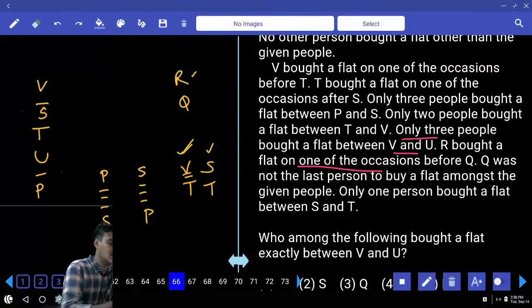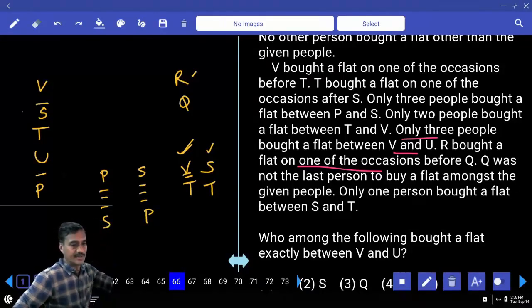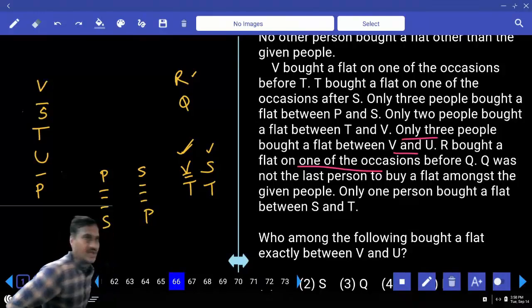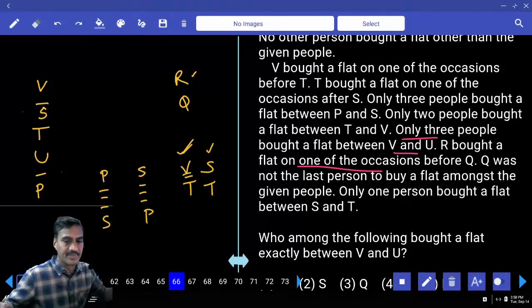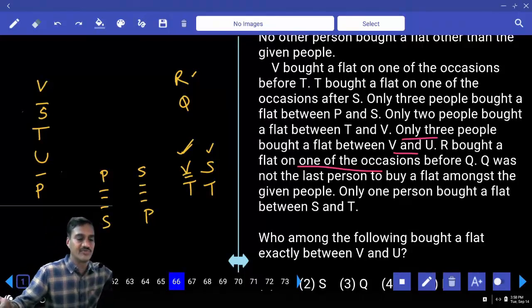And if S is here, then whatever this one, R is before this Q. R is 1, 2, 3, 4, 5, 6, 7. R is before this Q. And Q was not the last person to buy a flat among the given people.